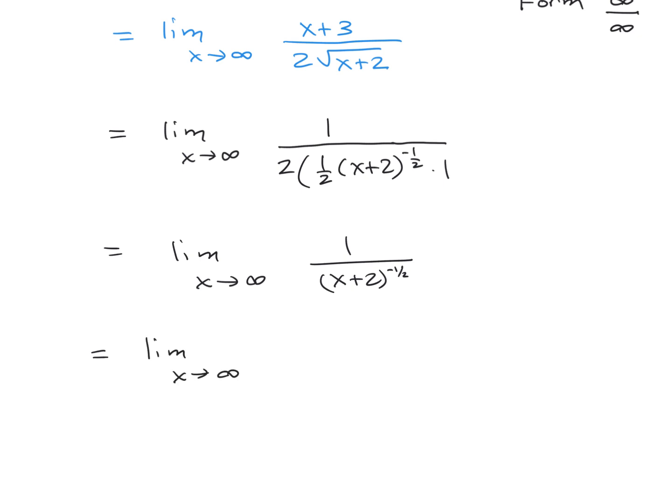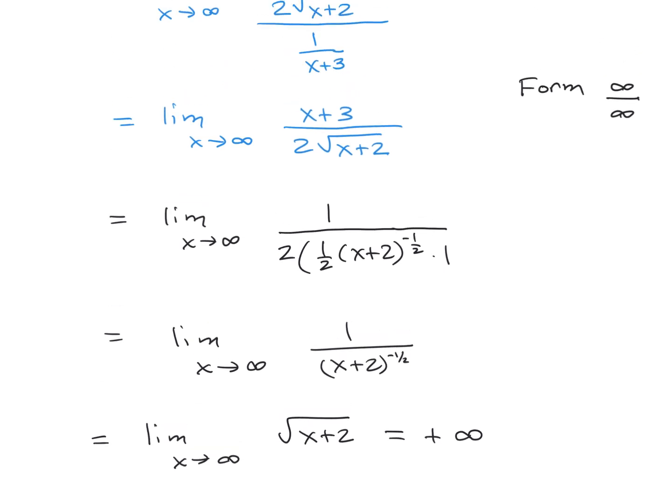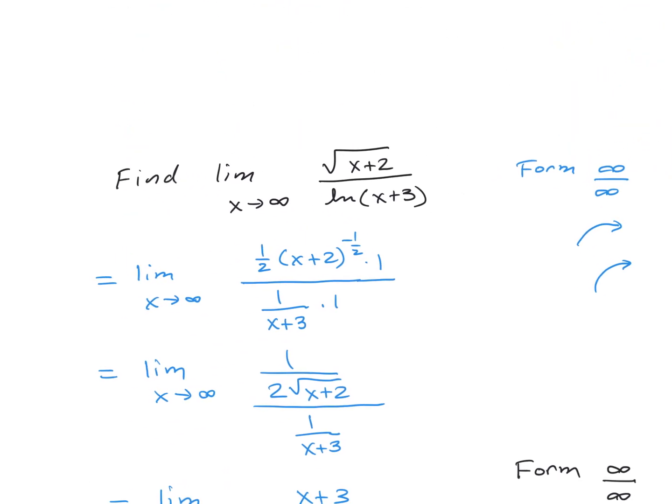So that's going to be the limit as x goes to infinity of the square root of x plus 2. And we saw earlier, this, our third occurrence now, is going towards positive infinity. So the limit of our original function is also going to be positive infinity, using L'Hopital's rule twice.